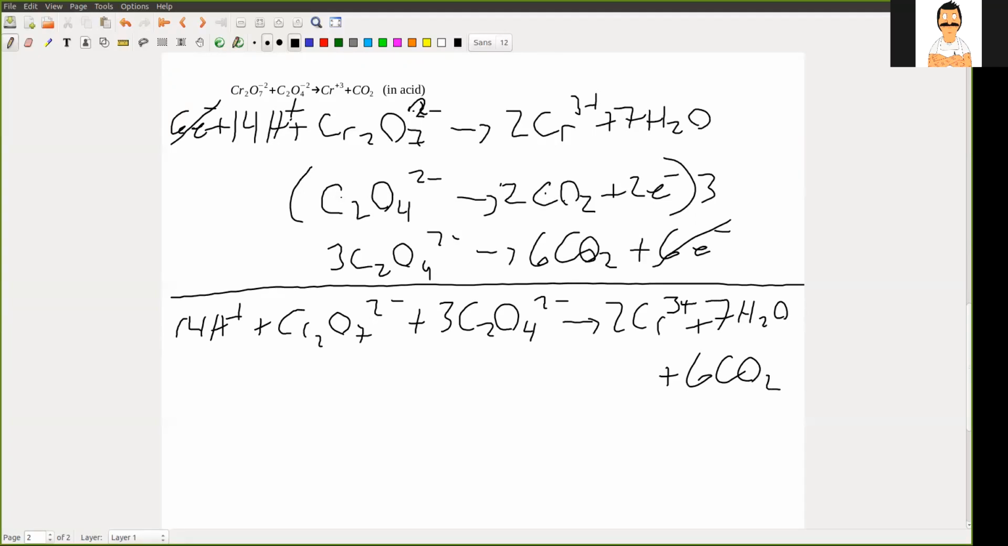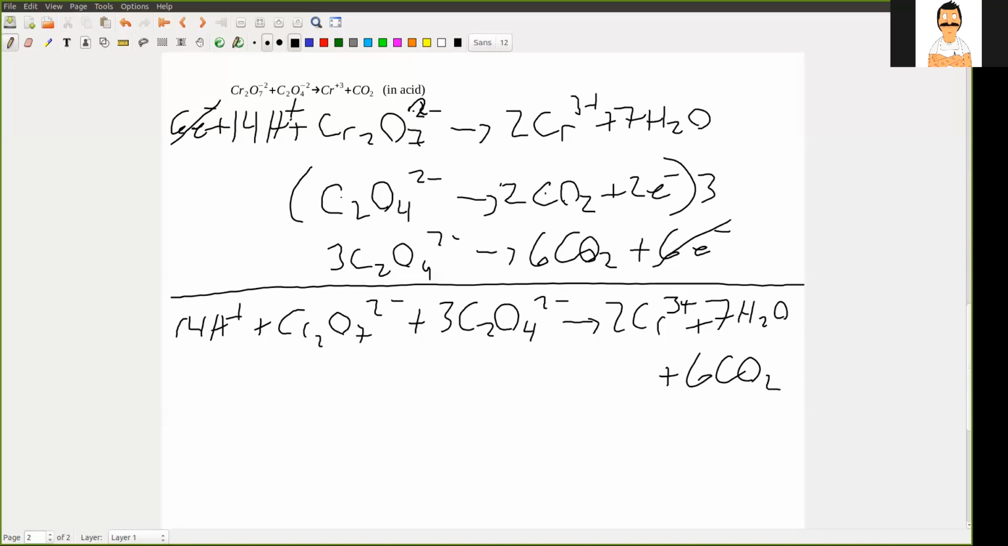If we had this in base, we would then add 14 hydroxides to either side, and you'd end up with 14 waters on one side and 7 waters on the other. So the 7 waters would go away, and you'd end up with 7 waters on the left, and everything else on the left would be the same. And then on the right, you would have no water, but you would have 14 hydroxide ions on the right-hand side. So that would be in base. So base requires one extra step than acid, but otherwise in acid, this is all you have to do.